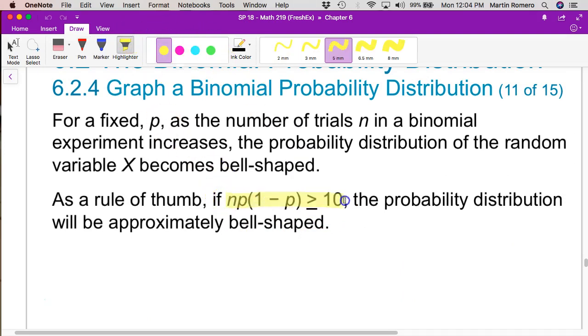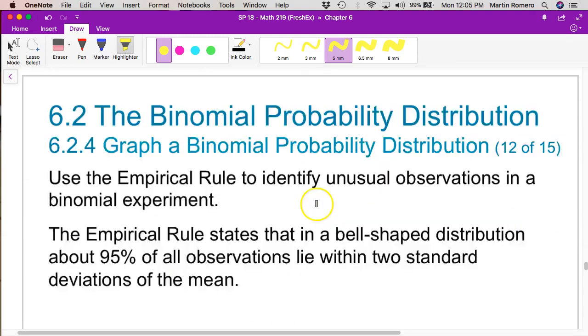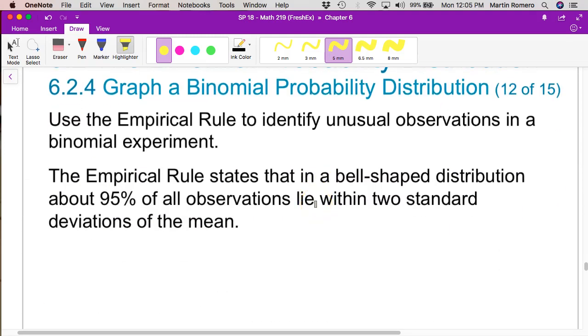What becomes important later on, but I'll bring it up now, is that there's a rule of thumb. In order for us to apply the mean and standard deviation, the probability distribution needs to be bell-shaped. That's how we use the empirical rule when we do the calculations. And how do we know if it's going to be bell-shaped? If it passes this test: n times p times 1 minus p is greater than 10, then the probability distribution will be bell-shaped. And if that's the case, then we can apply the empirical rule to that.